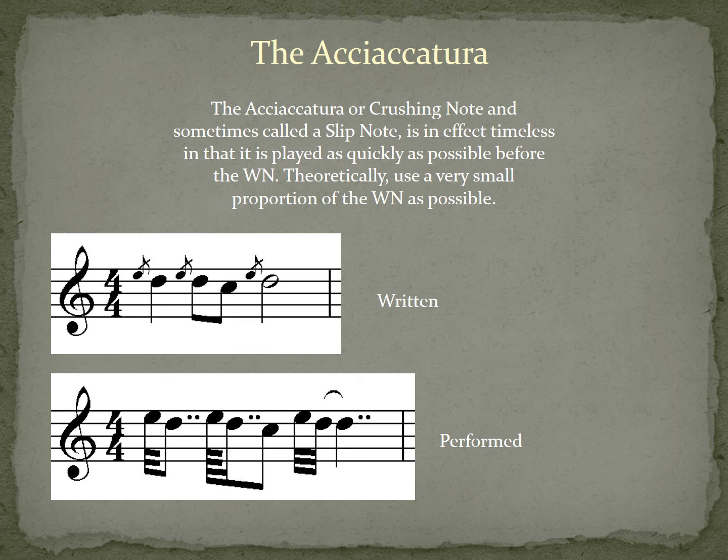So if you look at the first example, we've got a D crotchet. We take the smallest proportion, which is usually a demi-semiquaver, roughly an eighth. So what have we got left? 7/8. The only way of producing 7/8, the remainder for the written note, is to do a double dotted quaver.